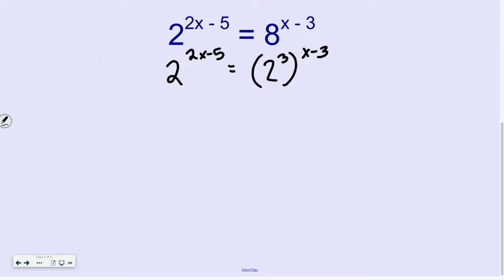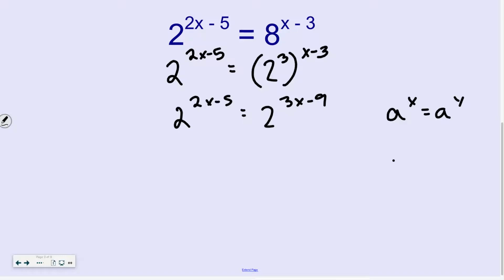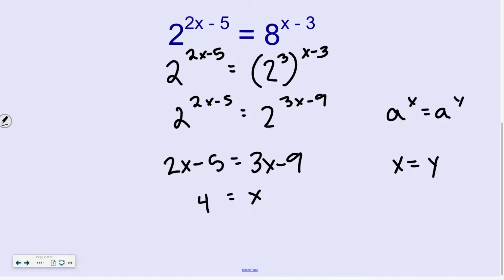You can use your property of exponents right here, power of a power. What do you do with those exponents? Multiply them. So that's really 2 to the 2x minus 5 equals 2 to the 3x minus 9. So you got to distribute that 3. And then now we're set up to use our one-to-one property. We now have the same base, two things raised to exponents. That's only true if the exponents are equal to each other, x equals y. So we can say 2x minus 5 equals 3x minus 9. Now that's a really easy equation to solve. Subtract the 2x, add 9, x equals 4.